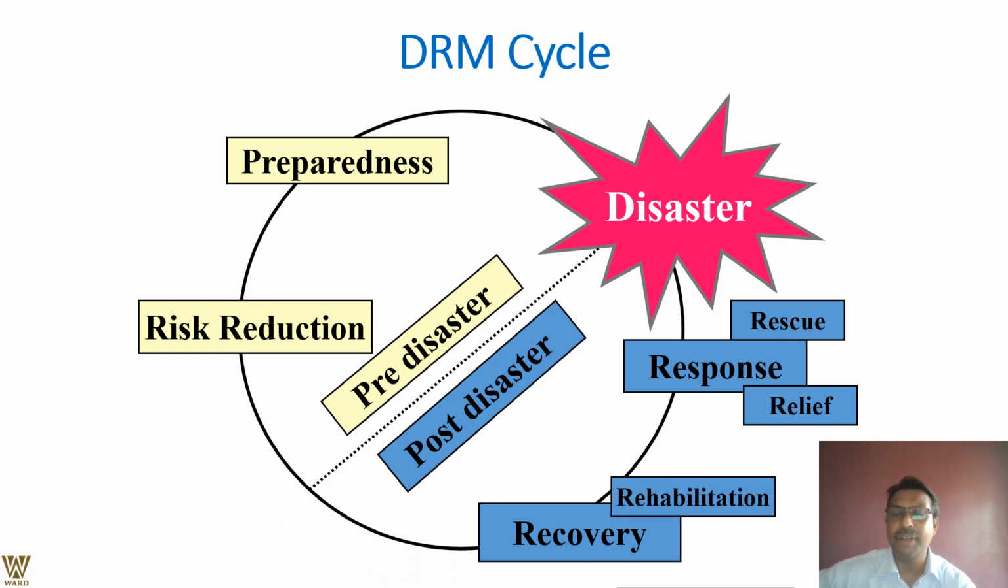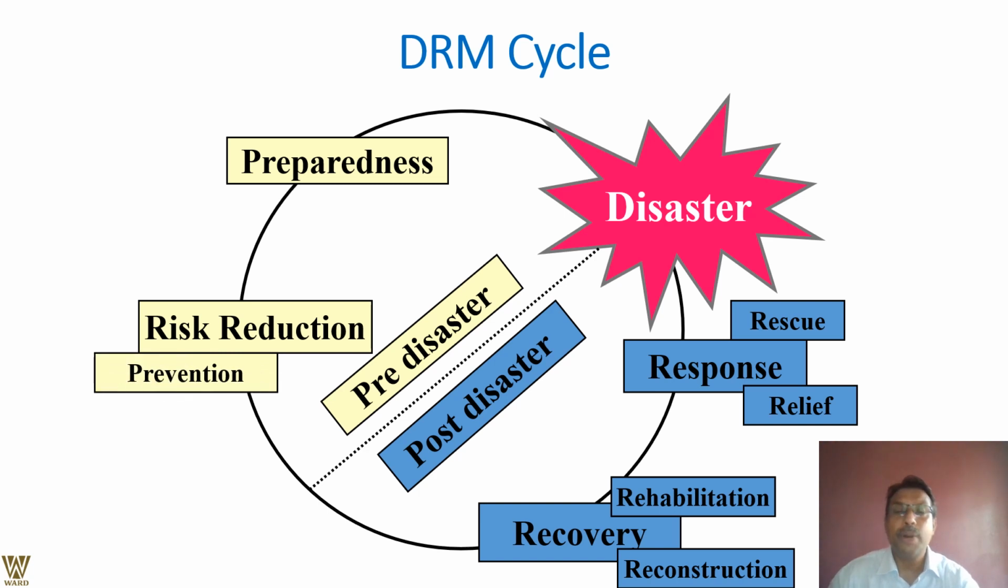So what about recovery? This is where we talk about rehabilitation, which is bringing life to normal, and reconstruction, bringing properties back to the normal scenario. The society needs to work on this time and again, as the case might be. This is what we are talking about post disaster. What happens with pre-disaster is risk prevention. Can we prevent it? The best possible scenario is if we can prevent a disaster.